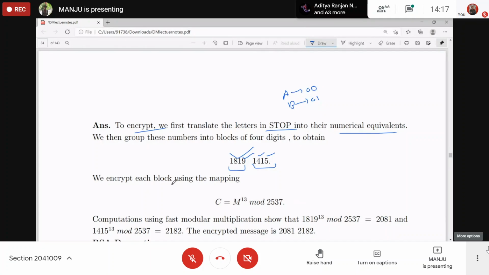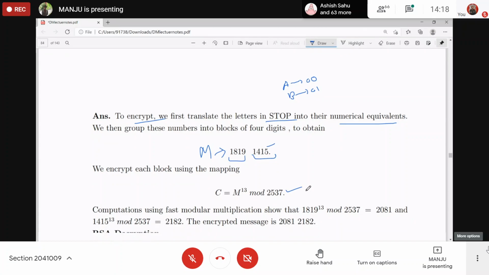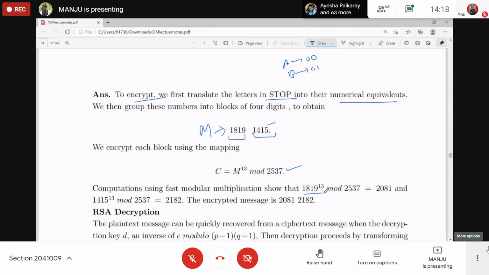To encrypt this one, what you do is M raised to power E, this is your main message M. E is given as 13. So M raised to power 13 modulo N, where N is 43 into 59, that is 2537. Clear? So 18, 19 raised to power 13. You take the first block and calculate it by using modular exponentiation.